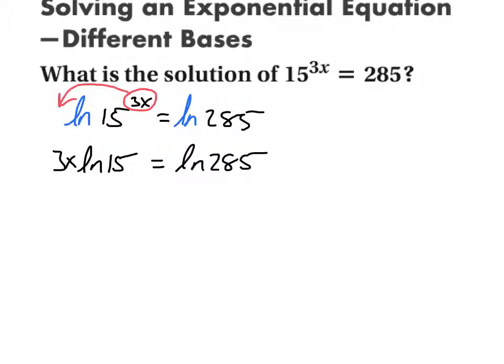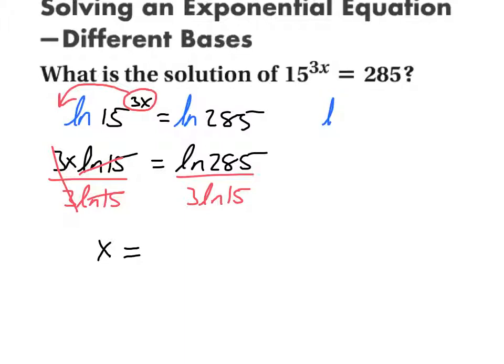Now I can solve for x, again, by dividing both sides by 3 natural log 15. So the 3's cancel, natural log 15's cancel. I get x equals, well now again, you've got to be careful how you type this one in. You're telling your calculator you want the natural log, parenthesis, 285, divided by, give yourself a parenthesis there on the bottom, 3 times natural log 15, end both parentheses. You've got to tell the calculator exactly what it wants. It can't read your mind. Okay?